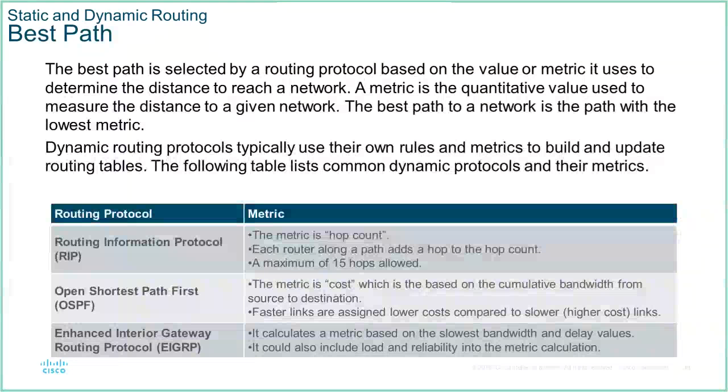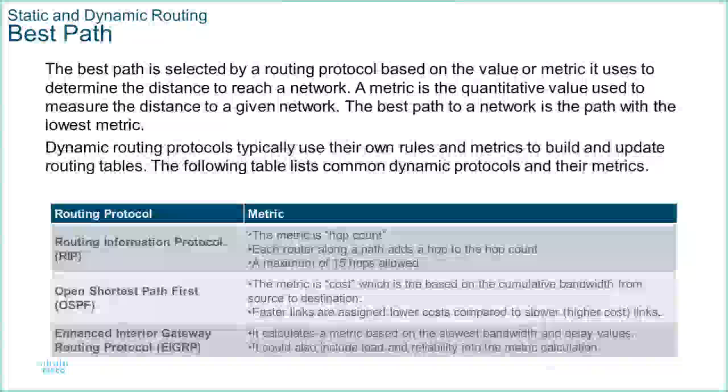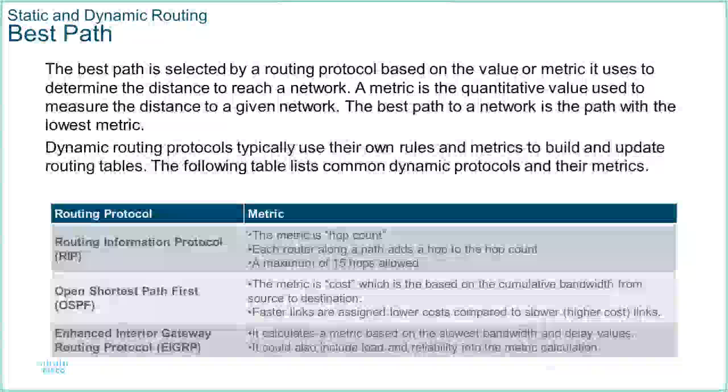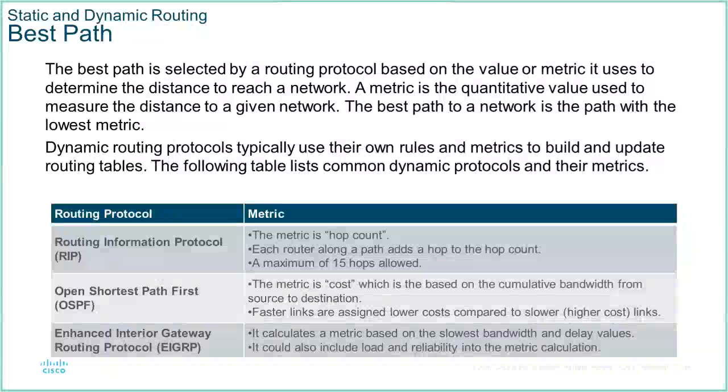As I said, the best path is the one that's entered in the routing table. So we need to understand that not everything is equal. RIP uses a hop count, and for every router that it travels through, it adds one to that count. It can have a maximum of 15 hops to be a valid route.